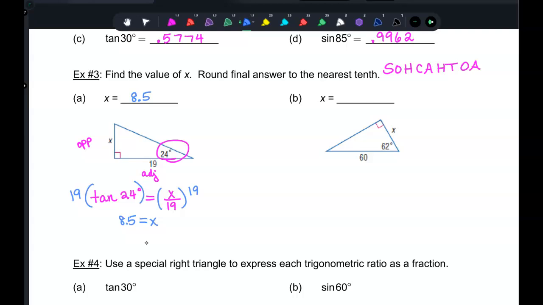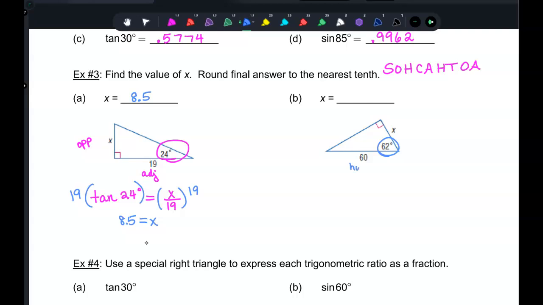Now, of course, if I wanted to find the hypotenuse, I could do Pythagorean theorem because now I have two sides, right? So now x is 8.5. Does that answer make sense? Yeah. Okay, next one. Now I'm going to use this 62 degrees.